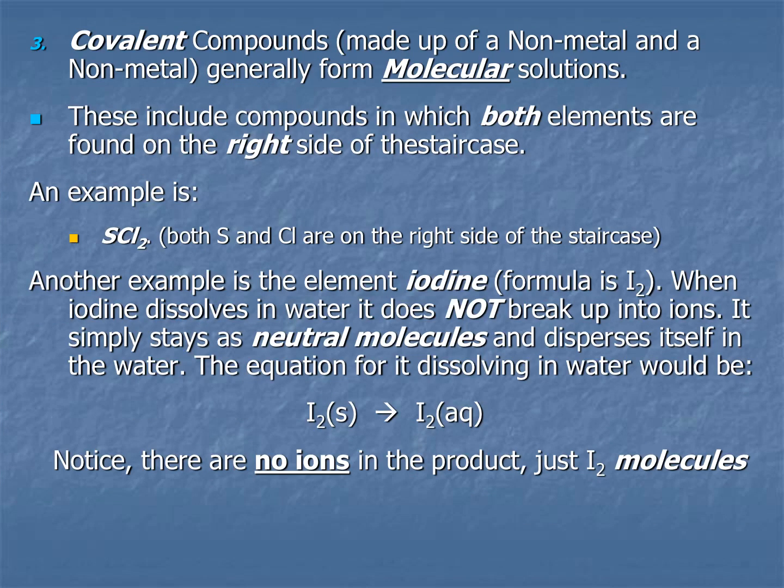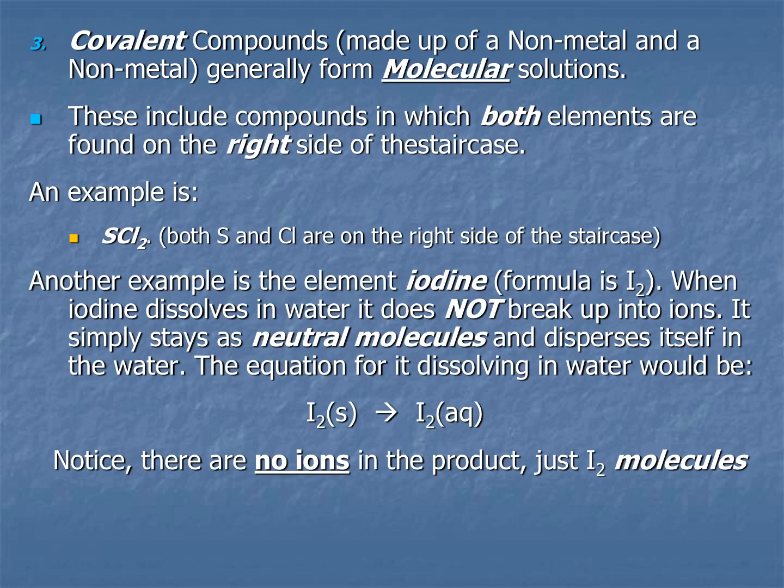Covalent compounds are made up of a nonmetal and a nonmetal, two of them, and generally form molecular solutions. These include compounds in which both elements are found on the right side of the staircase. An example is sulfur dichloride. So both the S and the Cl are from the right side of the staircase. Another example would be iodine. Remember, iodine is one of our diatomics.